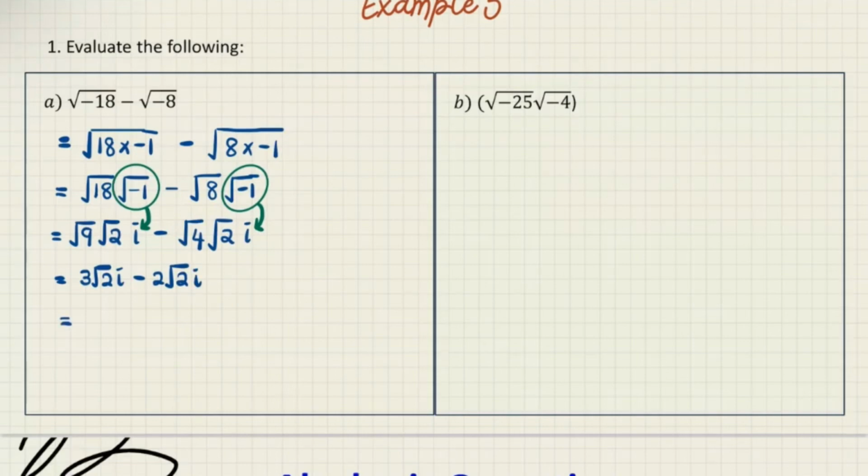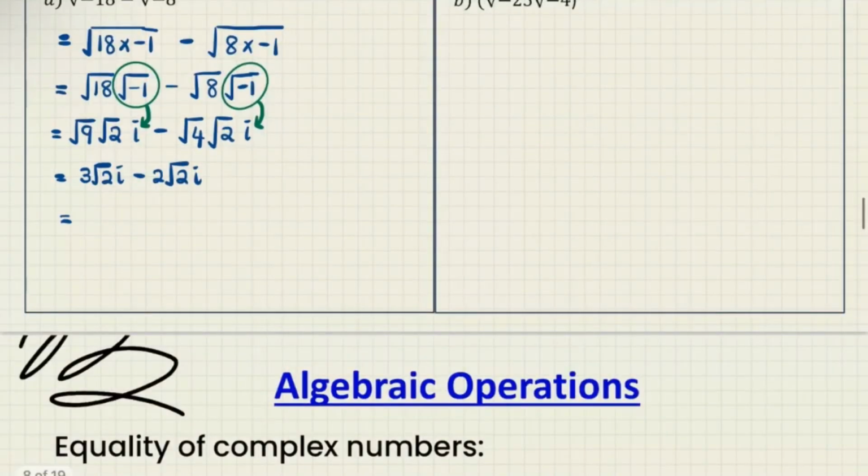So together, okay, ini umpamanya sebagai satu term lah. So kita ada ini. Square root of 2 i, square root of 2 i. So dia ibaratnya 3a tolak 2a. So 3 tolak 2 kita dapat 1. So final answer will be just square root of 2 i.